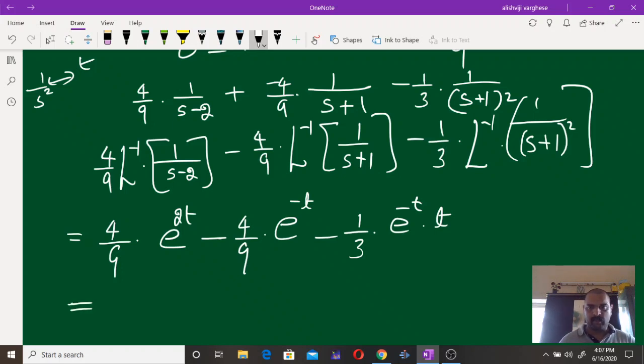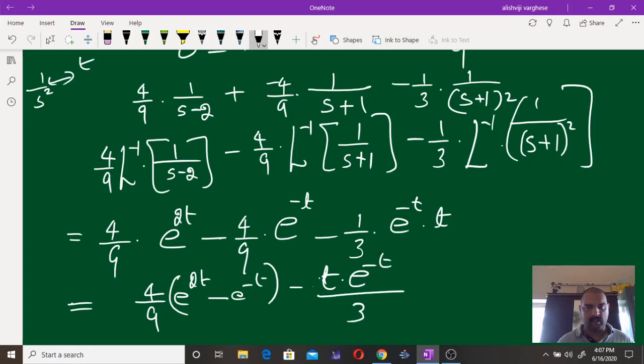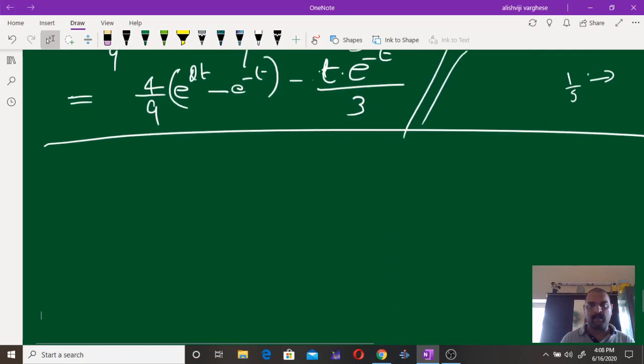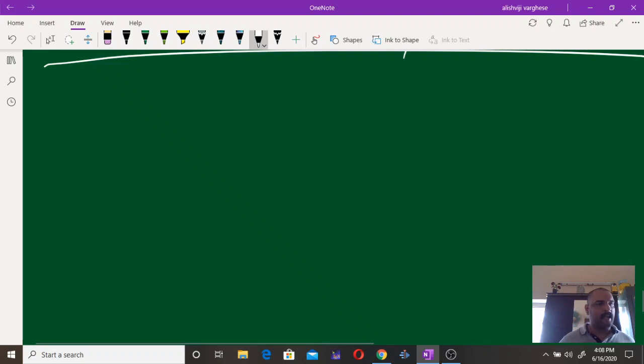So this is equal to, we can simplify it by taking an LCM, taking a common factor 4 by 9 into e raised to 2t minus e raised to minus t, minus 1 by 3 into t e raised to minus t. So that's the required inverse Laplace transform of the function. So these are some methods by which we can find the Laplace transform of functions. And now we will provide some more functions to find the Laplace transforms.